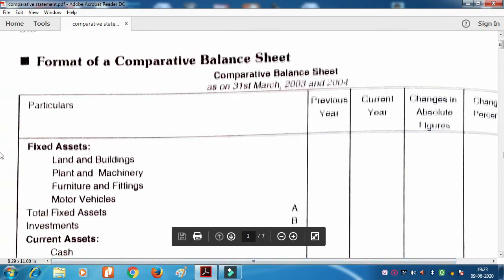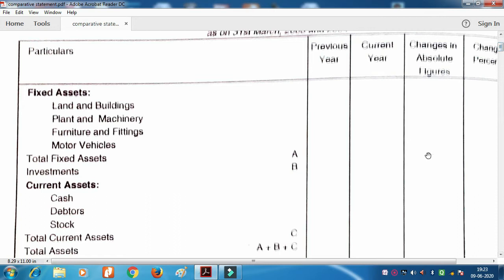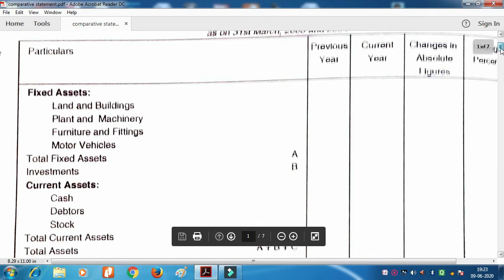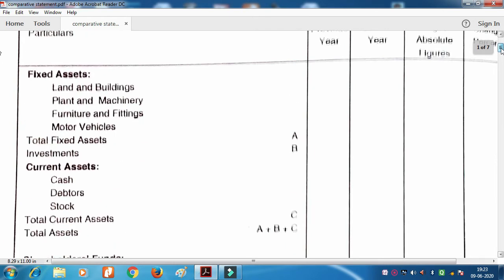So basically we are following the format of a balance sheet, that is the marshalling of assets based on rigidity preference method. First comes fixed asset, then we'll make a total of total fixed asset, then comes investment. Investment means long term investment, then comes current asset, then we will have the total asset, that is A plus B plus C. A is total fixed asset, B is investment, and C is total current asset.